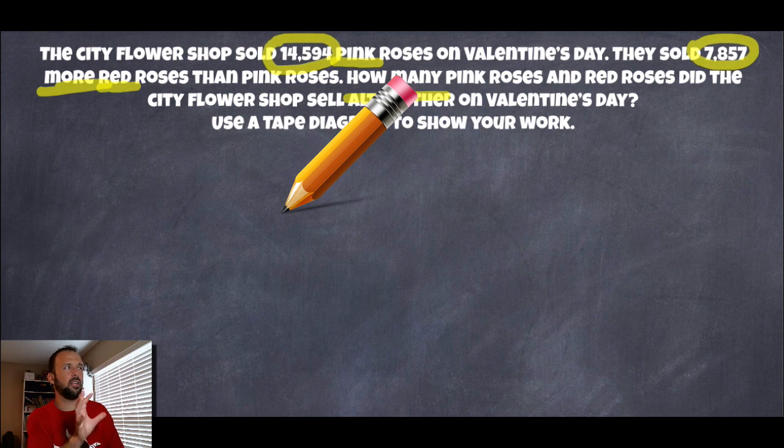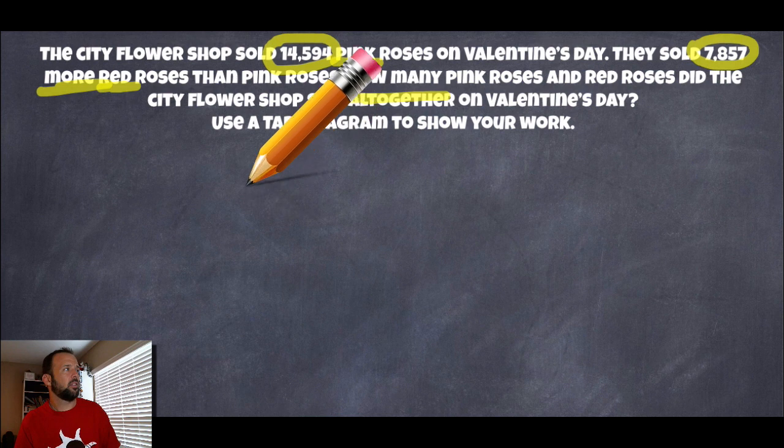We know what they're asking us. We got some key important numbers up there, but I just want to draw it out, map it out using a tape diagram so I can actually maybe see what I need to do and see how I can go about solving it. So first of all, I know that they sold 14,594 pink roses.